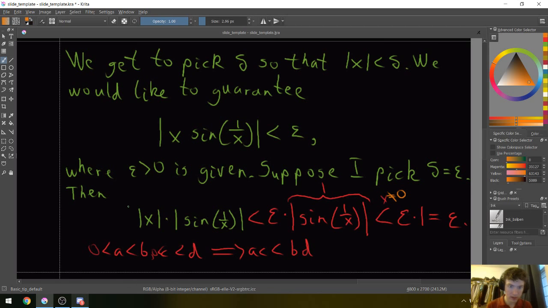Let's see if we can understand the first step in red. So I claimed that this product is less than epsilon times the absolute value of sine 1 over x. So in going from the green step to the red step, all I've done is replace absolute value of x by epsilon. Can you explain why I'm allowed to say that this is less than the same thing with x replaced by epsilon?